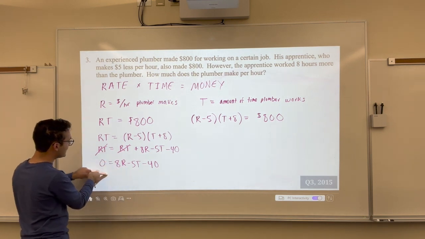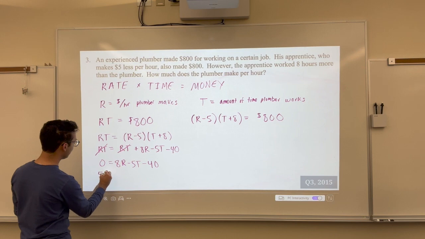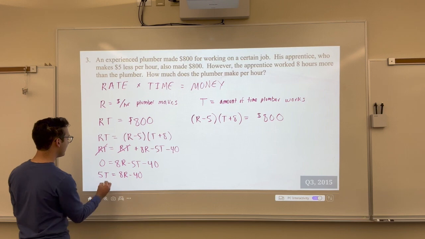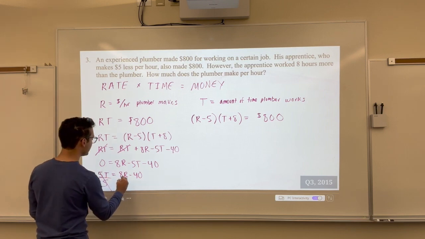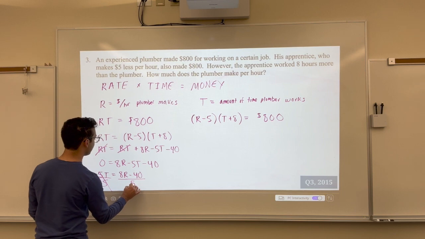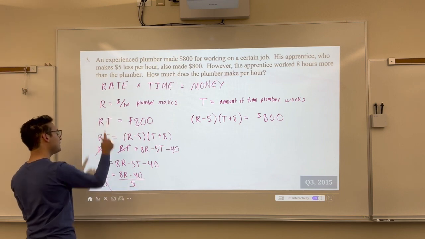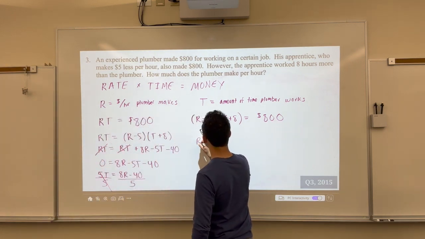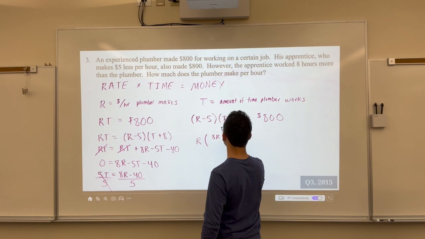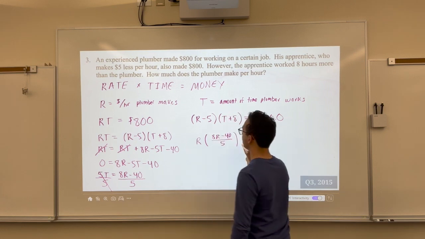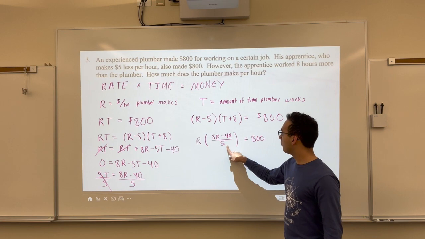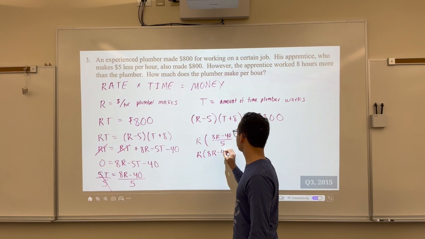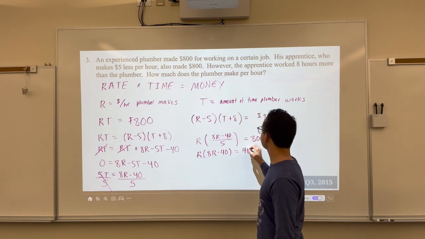Let's add the 5T to both sides, so we get that 5T is equal to 8R minus 40. And then divide both sides by 5, and we get that T is equal to (8R minus 40) over 5. So we can replace this T with (8R minus 40) over 5. So let's go ahead and do that. We can say that R times (8R minus 40) divided by 5 is equal to 800. Now multiply both sides by 5. We get that R times (8R minus 40) is equal to 4,000.